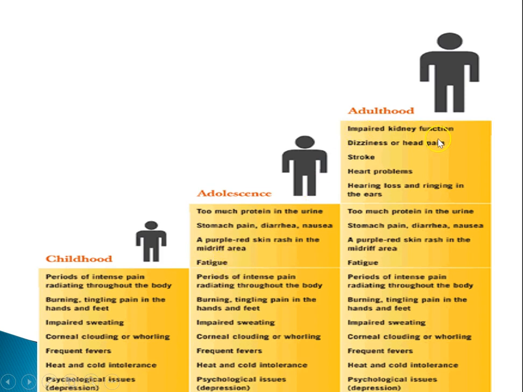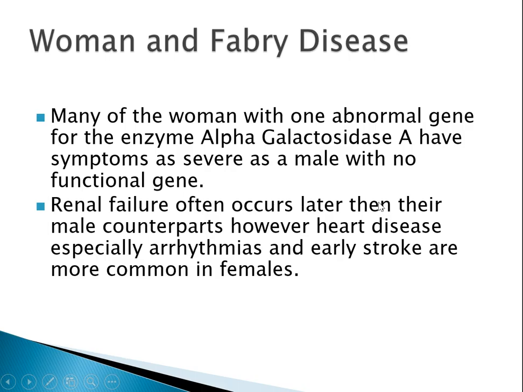By adulthood, that's when you start seeing the renal function decreasing, dizziness, stroke, cardiovascular complications, and then another later onset is ringing in the ears.